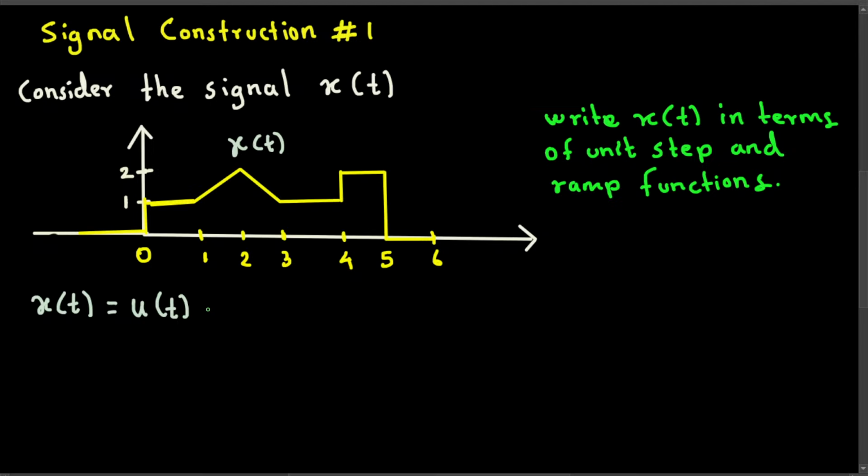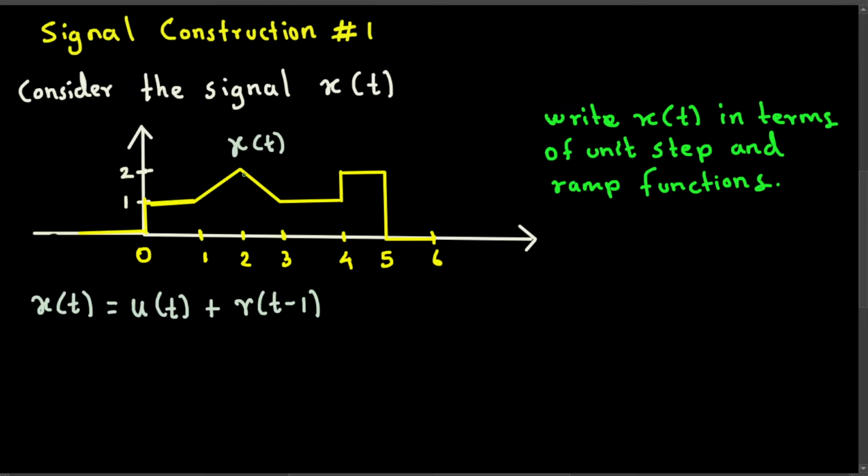And at 1, what do we have? We have a slope going up, so that's why I put a plus right here. And this is a positive slope, a slope of 1. So this is a ramp function, and the ramp function begins at 1, so there's a shift of 1. Ramp function is described by r of t, but if we have a shift 1 unit to the right, we have to express this as r of t minus 1.